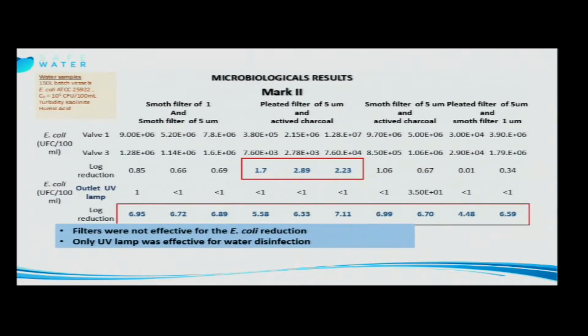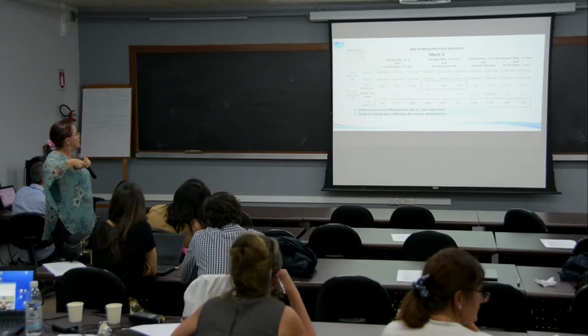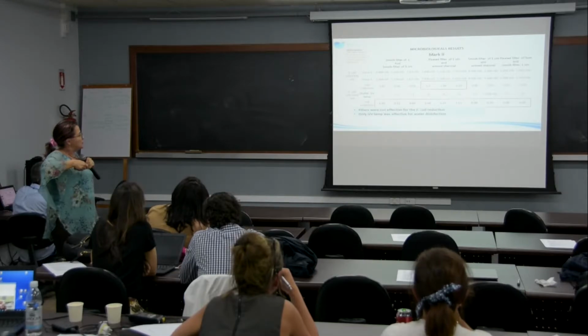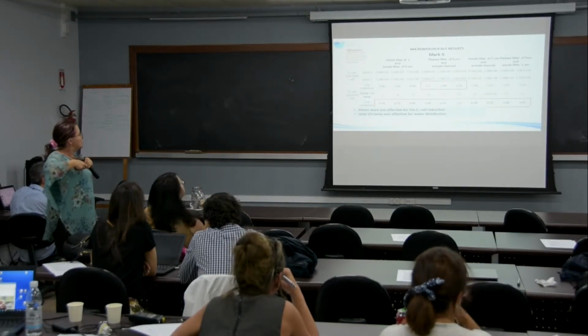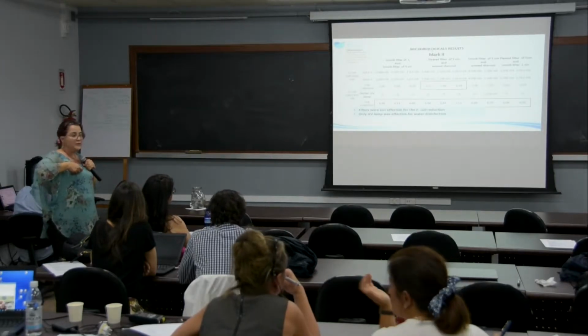In this case, I'm going to show you some of the results of the different evaluations that we are doing in the lab with the different combinations of the filters. If you can see here, after valve 1, this is the initial concentration of E. coli that we are putting inside the systems. And this is the concentration of E. coli after the filtration. If you see here, the reduction is almost nothing. But when you use the lamp, you can see the reduction is complete. Then it is the lamp that is achieving the disinfection of the water in the Mark II.